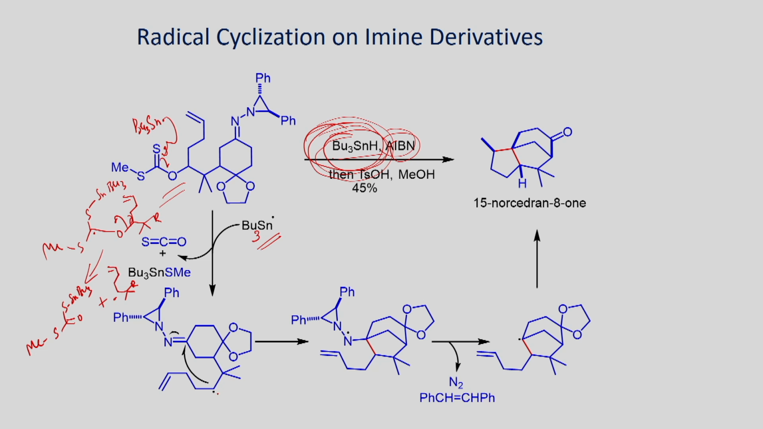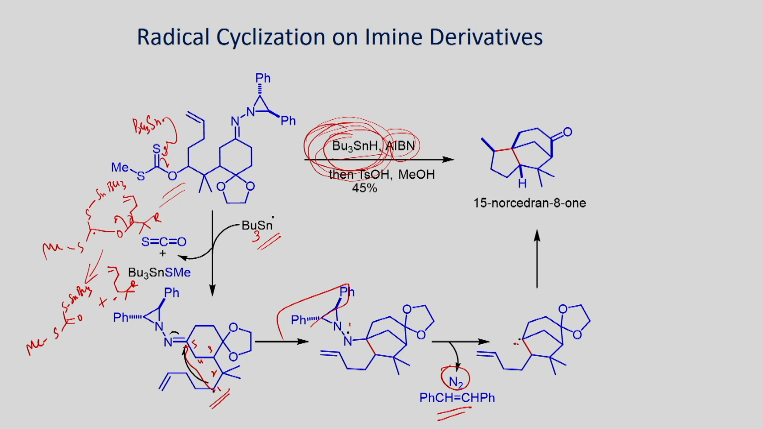this secondary radical. Once you form the secondary radical, you have the carbon-nitrogen double bond, which can undergo intramolecular cyclization to give this nitrogen radical intermediate. Once we have this one, this can undergo further reaction. This can lose a nitrogen molecule, and you will be able to form a tertiary radical.